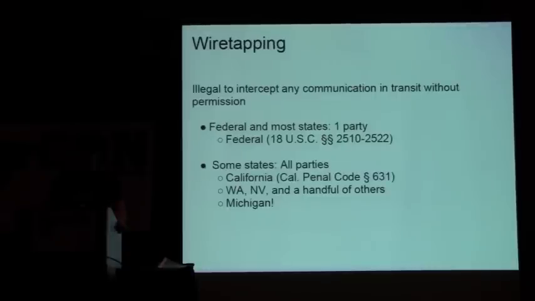So that was the CFAA. That's when you access the machine directly or exceed your authorized access. Now I want to talk about wiretapping.